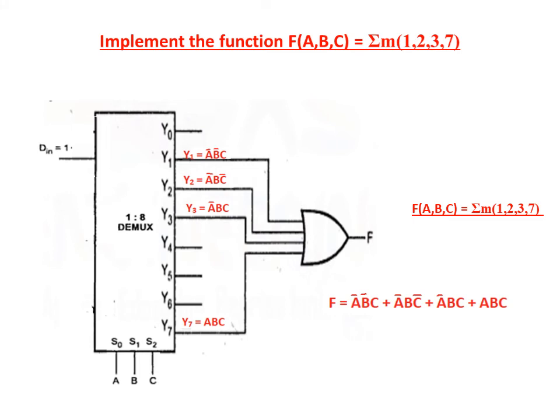Implement the following function, F is equal to sum of minterms 1, 2, 3, 7 using demultiplexer. Here the outputs are Y0 to Y7 and there are 3 selection lines. We select 1, 2, 3 and 7 and connect them to an OR gate, and we will obtain the expression at this position.